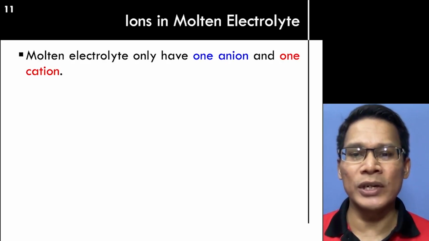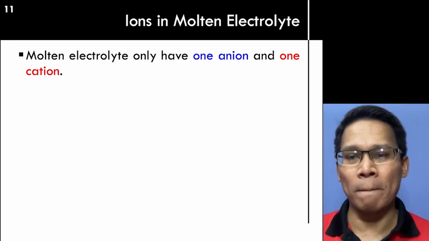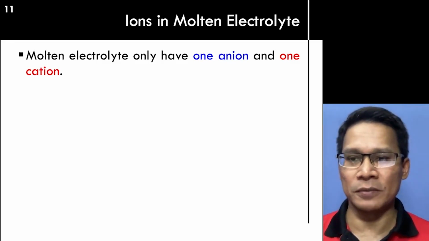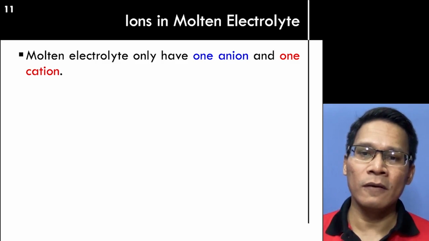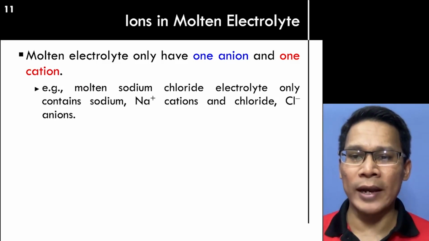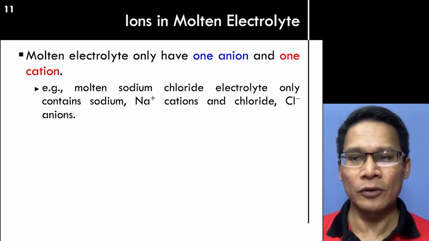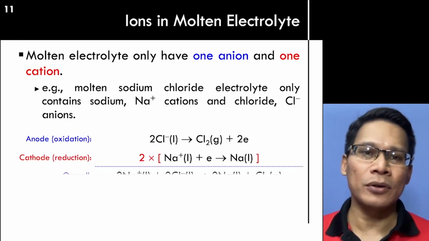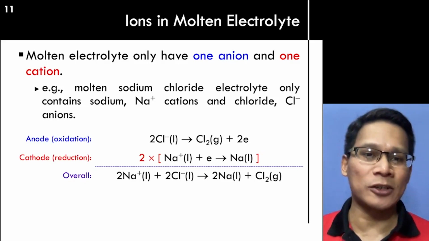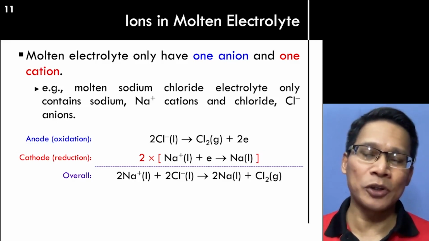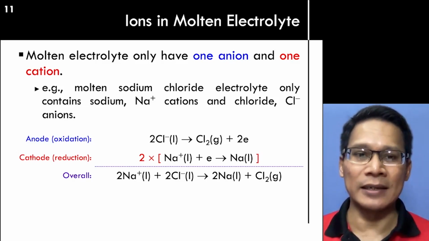Molten electrolytes are usually ionic compounds in liquid phase. This means that the solid ionic compound must be melted at high temperature. Once melted, the ions are free to move around. For example, molten sodium chloride has only one cation, sodium ion, and one anion, chloride ion. At the anode, chloride ions will be oxidized to form chlorine gas by releasing electrons. At the cathode, sodium ions will be reduced to form sodium metal by accepting electrons.